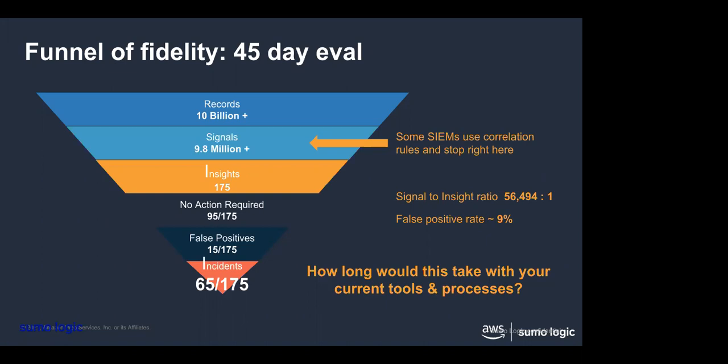So a signal is some sort of a concern that we have. Maybe somebody tried to log in with an expired account, or somebody tried to tickle a port on a firewall that was closed, that sort of thing. Those signals are then correlated by the host name, the IP address, or the username, some sort of who, and we combine those signals together and generate insights. So during that 45-day evaluation, out of 10 billion records, 9.8 million signals were converted to 175 insights.